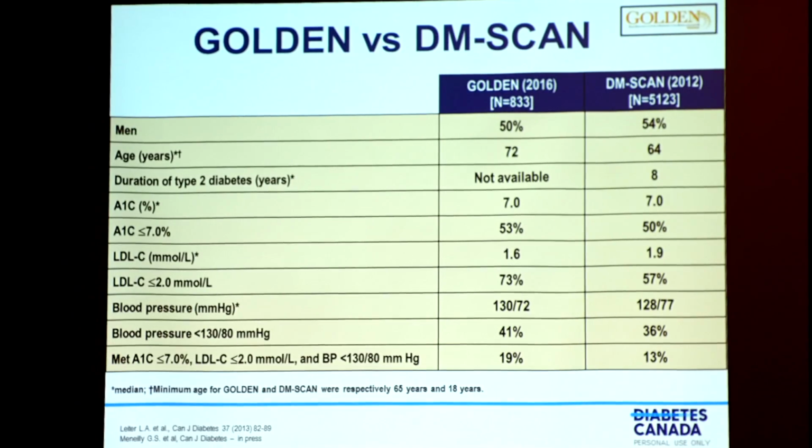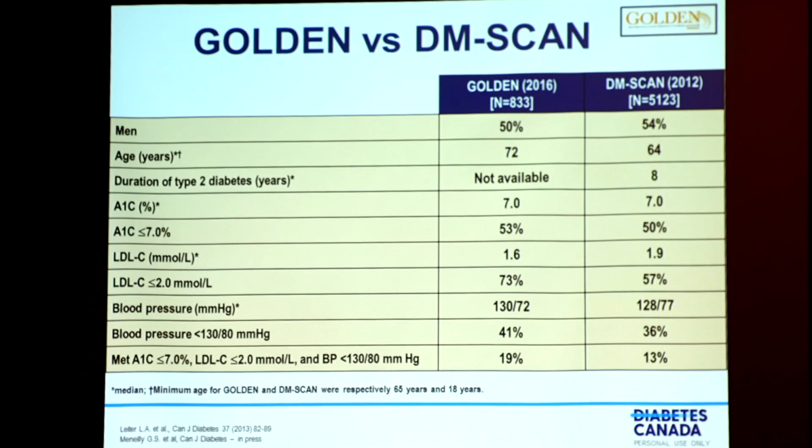Now, it's interesting that there was a scan done on patients coming to a family physician's office over the age of 65, and they took in several selected primary care practices in Ontario, the first 833 patients, and surveyed them. These are the patients over 65, and found that surprisingly, even though the average age was 72, the average A1C was still 7%. And in fact, 53% of these patients had A1Cs less than 7%.